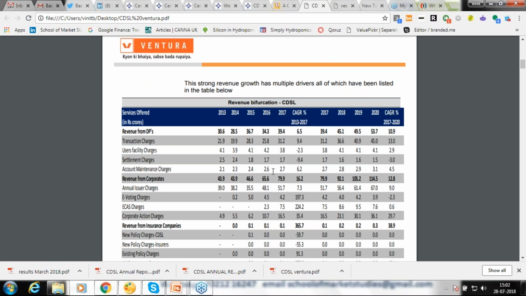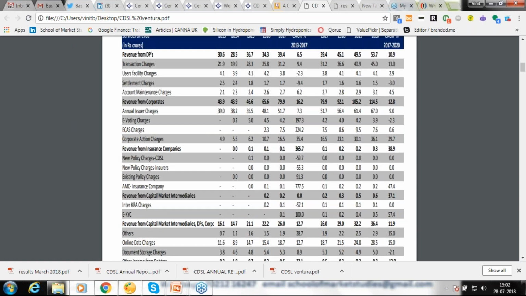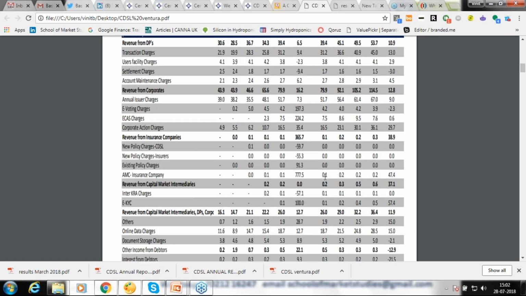So what are these revenues from DPs coming from? Transaction charges, user facility and settlement charges, okay, account maintenance. So these are all, they will only keep on incrementally growing up, right? They're not going to falter, and I don't see people closing down their accounts, isn't it? Even the corporates, more corporates get listed, so these numbers keep going up.